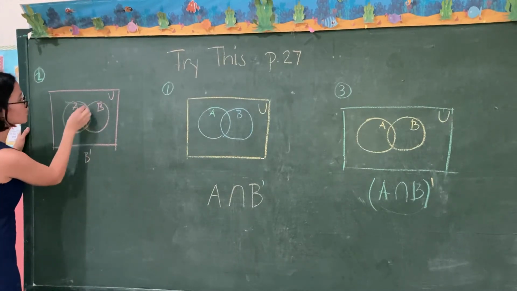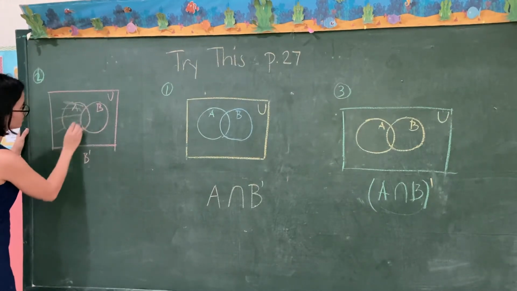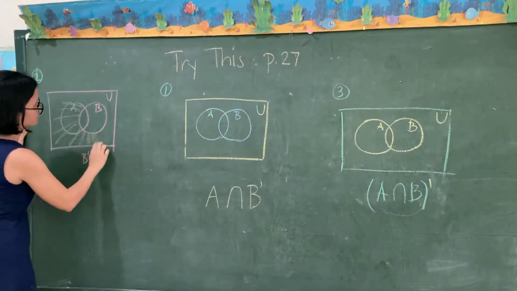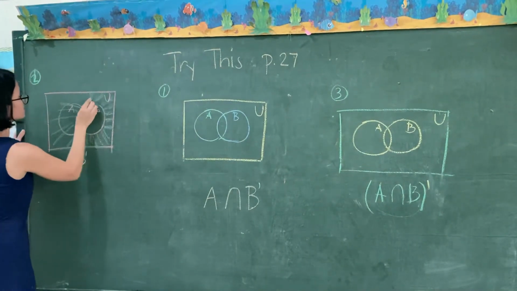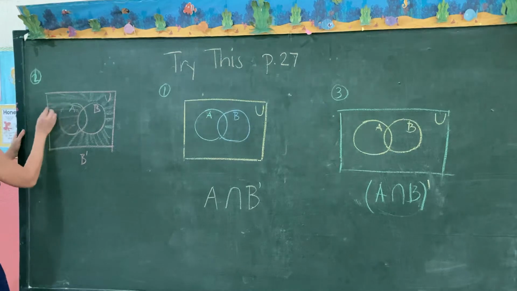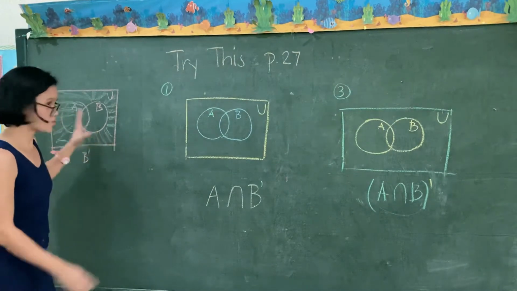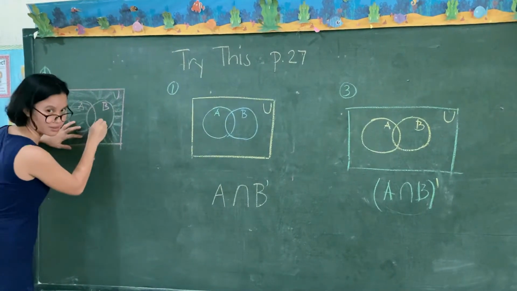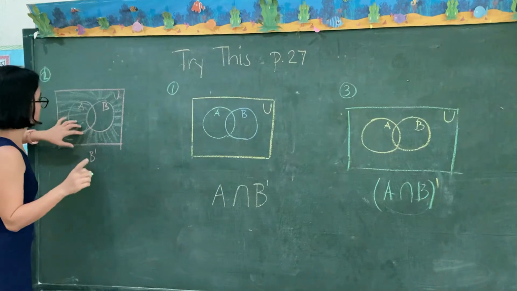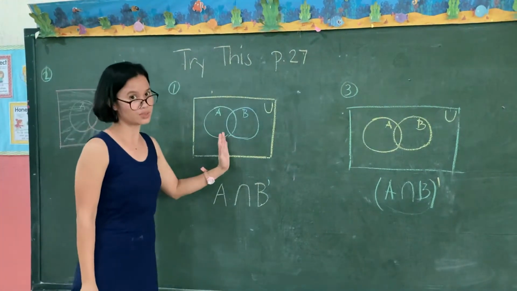I'll start from where my boundary is. I will shade from here all the elements that are in the universal set but not in B. So your answer should be like this. So your answer should be all the elements here but not here. Okay? So your final answer should look like this. Now we can proceed to number 1.